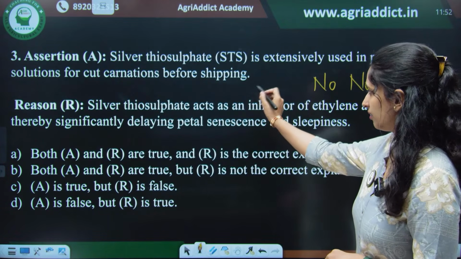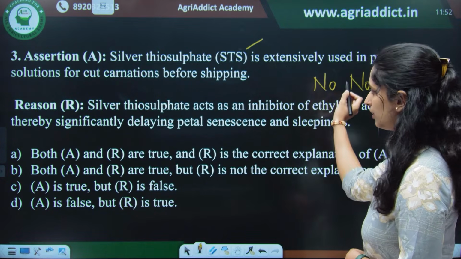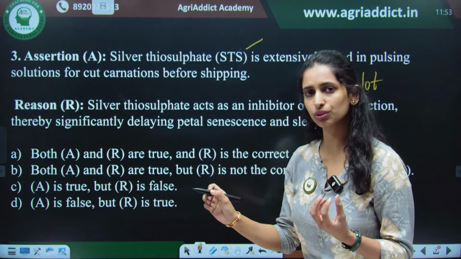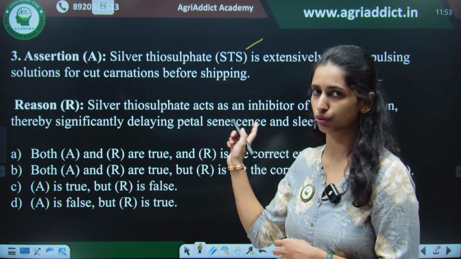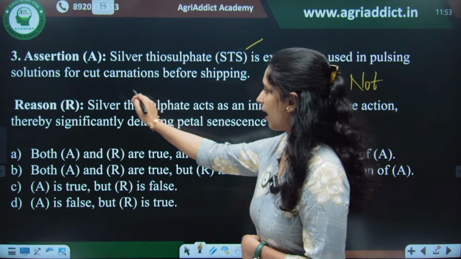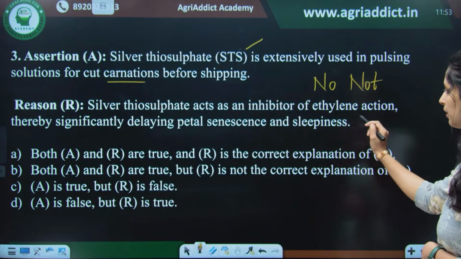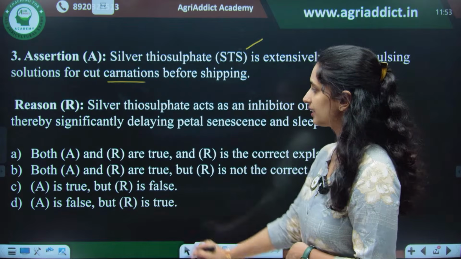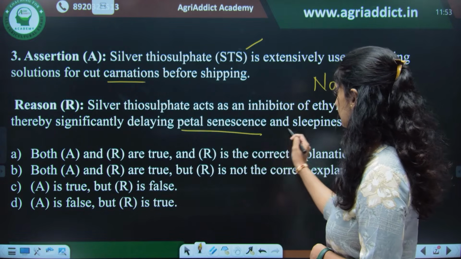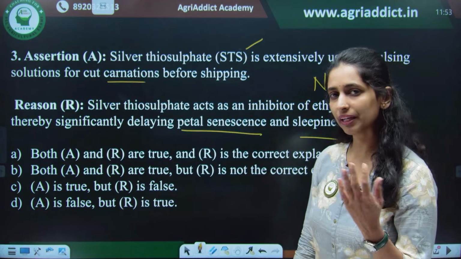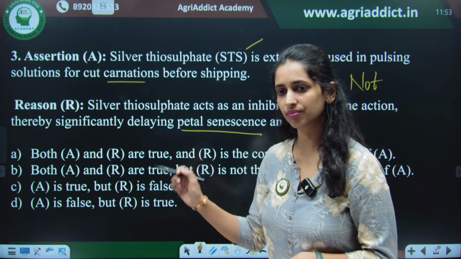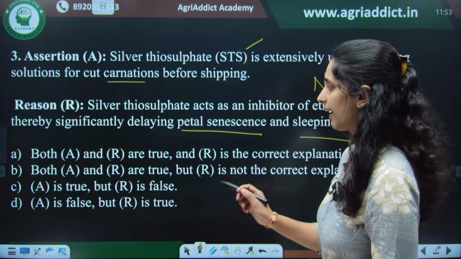So STS is extensively used as a pulsing solution. Pulsing solution means the solution we put in the vase, in carnation. So the reason: silver thiosulfate acts as an inhibitor of ethylene action, thereby significantly delaying the petal senescence and sleepiness. This is like a continuation of the previous question. So Varshika is saying the answer is A.